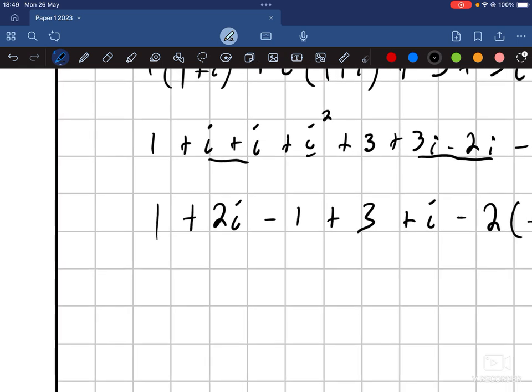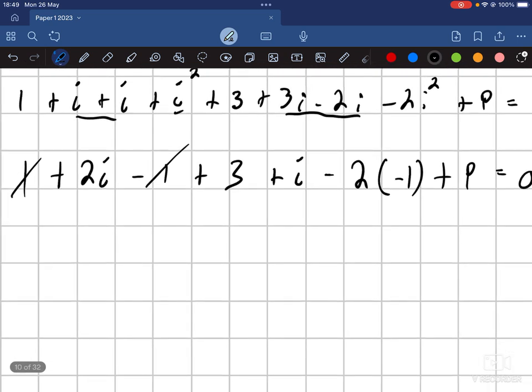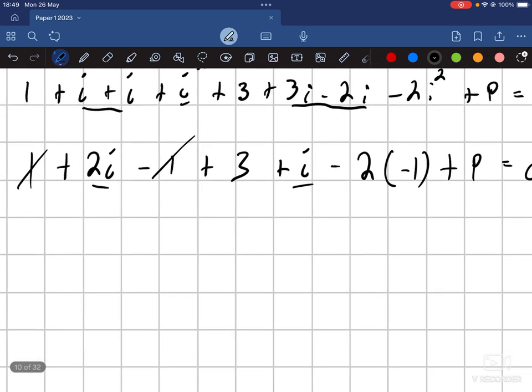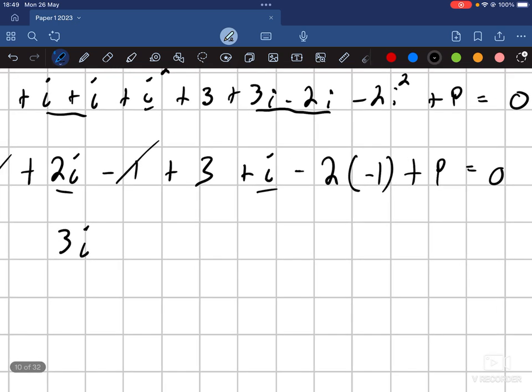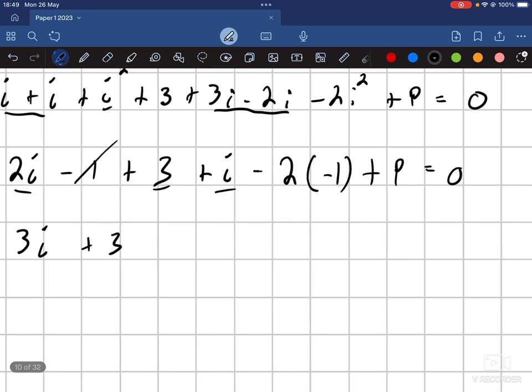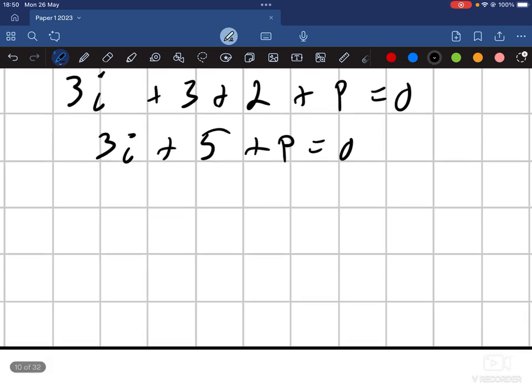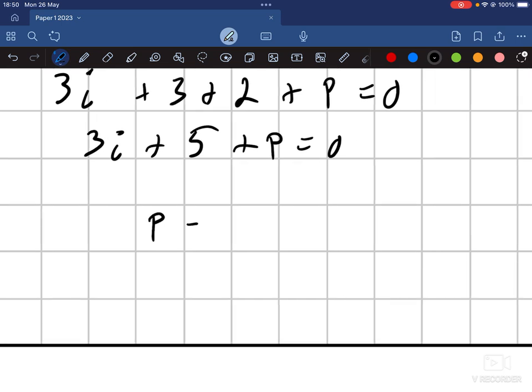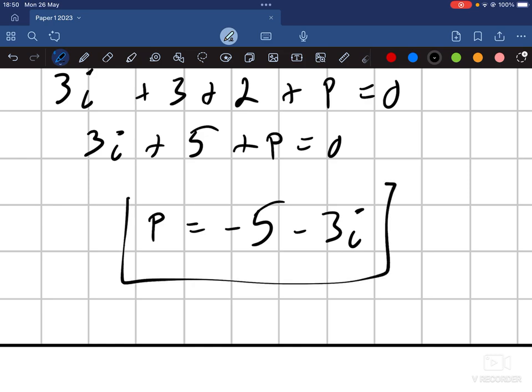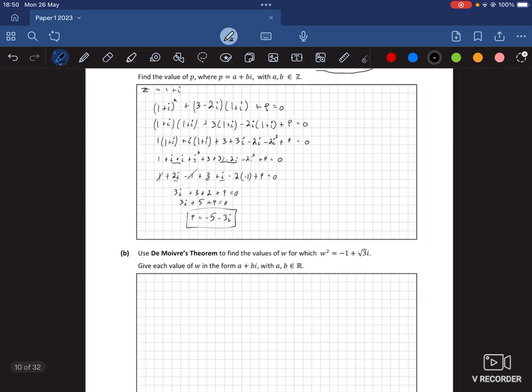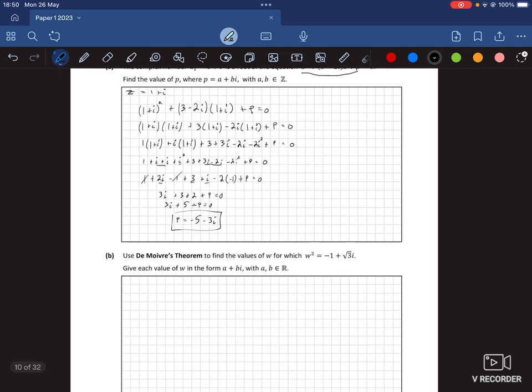Now, this one cancels with that one. 2i plus i is 3i. And then we're going to get the plus 3. Minus 2 by minus 1 is plus 2. Plus p is 0. Now we get 3i, 3 plus 2 is 5, plus p is 0, and now what we do is we move the 3i over and we move the 5 over. So we get p is equal, take it away from both sides, minus 5 minus 3i, and that's our answer. That's the value of p, and yeah, it looks okay.